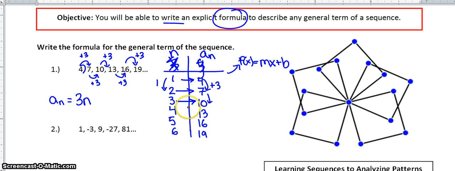3 times 3 would give me 9. That's not what I have here. So what would I need to alter about 3 times n to get the actual sequence defined? Well, 3 times 2, for example, gives me 6, but I have 7, so I'd have to add 1 to that. You just want to check that and make sure that works for everything. So term 6, 3 times 6 is 18. If I add 1, I'll get 19. So that would be the explicit formula to define the sequence.